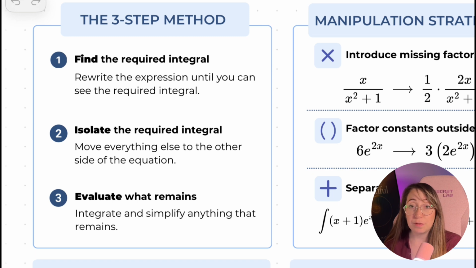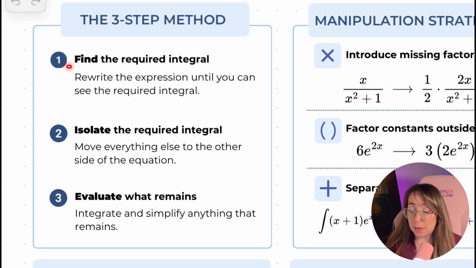You just need to be able to find it by manipulating the equation. Then you're going to isolate. So, once you've found it, everything else that's there that's being multiplied or added, whatever it is, needs to move to the other side. And then lastly, you'll just evaluate. So whatever's on the other side, sometimes it'll need integrating, sometimes it'll need simplifying, whatever you need to do to it, just do that and then you'll get your answer.